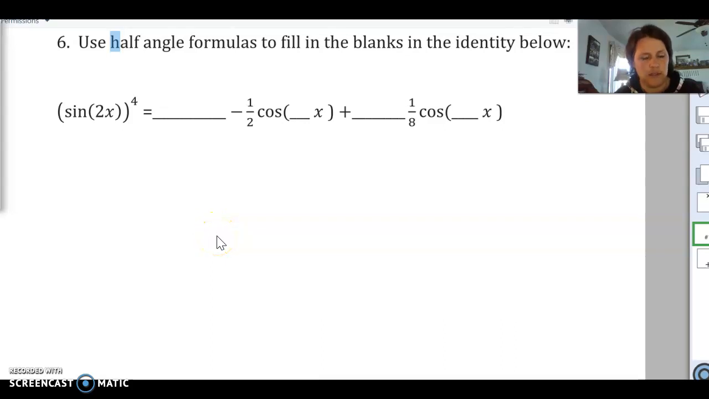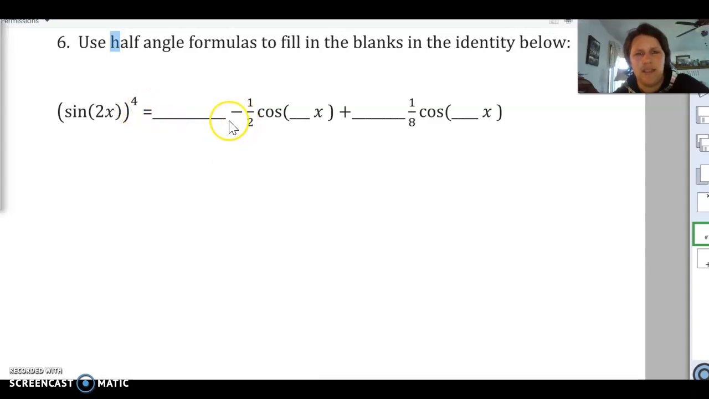7.3 notes continued. We are starting on number 6 this time. On this one, very similar to number 5, except for number 5, we were only squaring a double angle equation. This time it is being raised to the 4th power. So that's going to be a little bit different.